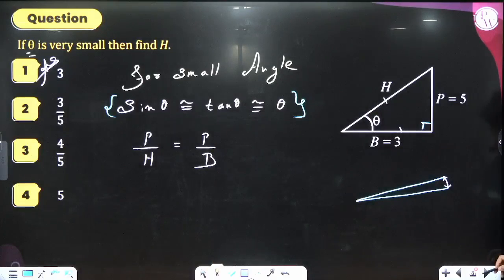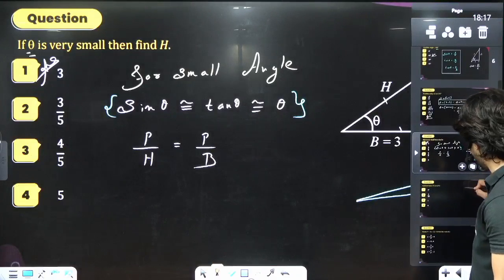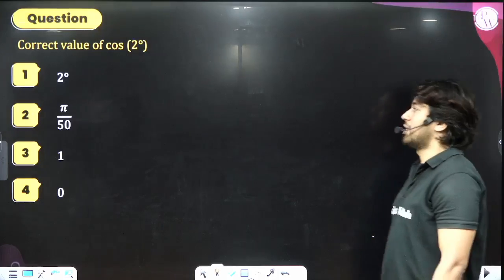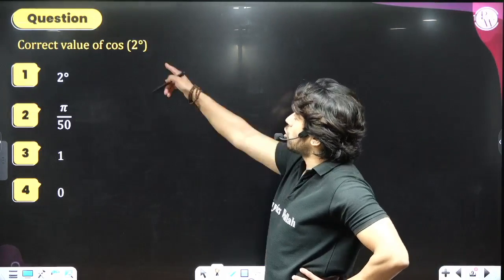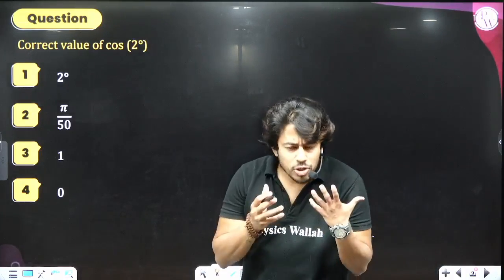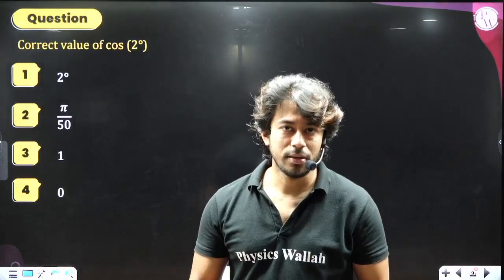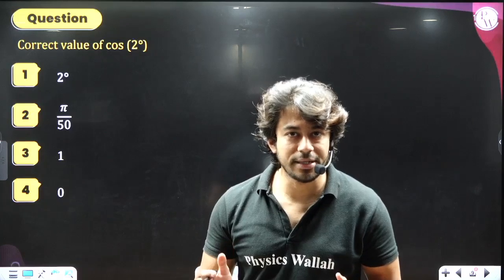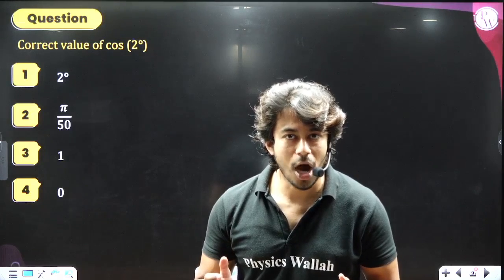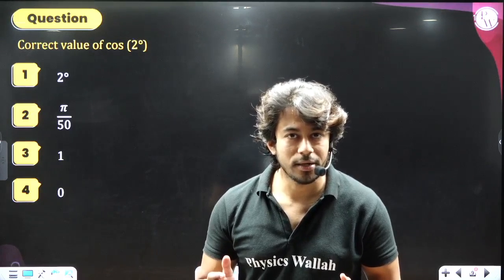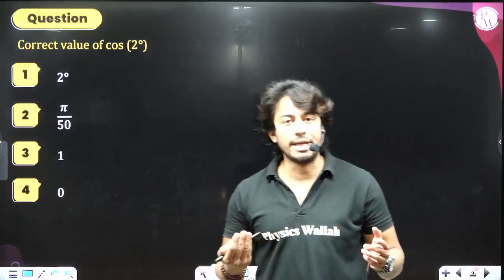So this was the discussion regarding basic trigonometry. One more simple question I'm giving you: the correct value of cos 2. So right now you said that for a small angle, sine theta equals theta, and sine theta equals tan theta. So what about cos theta? Is cos theta equal to theta?